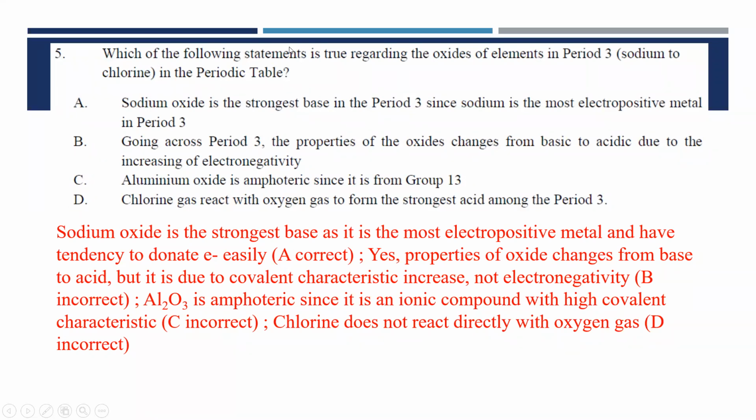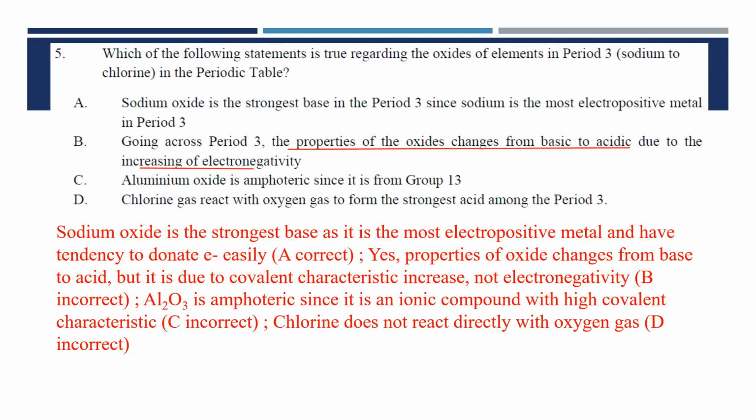Now there are two parts to the statement. First, the property of the oxide changes from basic to acidic, which is actually true. However, does it have anything to do with the electronegativity? No. It is due to the covalency. Covalency and electronegativity are two different things. So we cannot say the whole sentence in B is correct. So B is not the best answer.